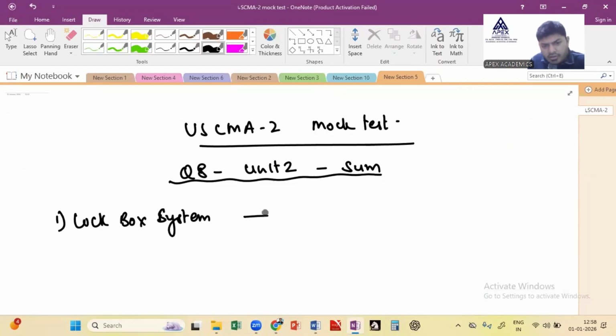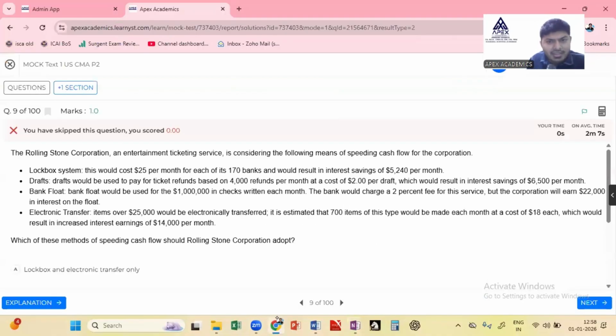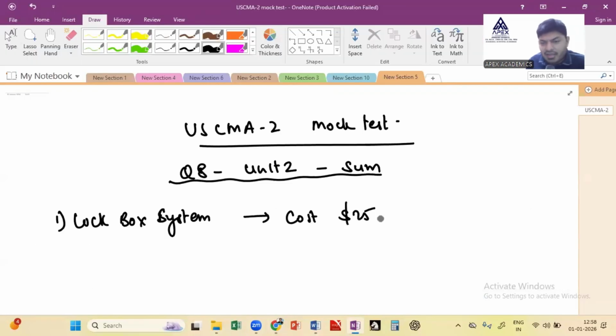Now, what is a lockbox system? I am not explaining because this is a sum and not a theory question. This lockbox system has a cost of $25 per month for each of its 170 banks. How many banks does it have? It has 170 banks. So, $25 multiplied by 170 banks. The cost of this is 4250.